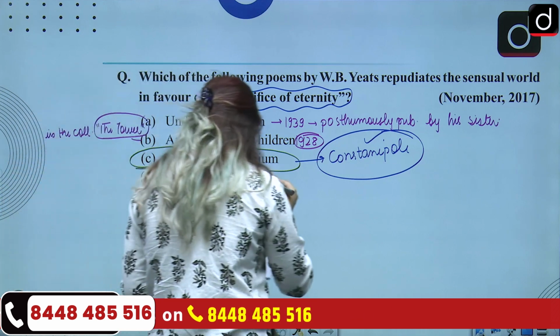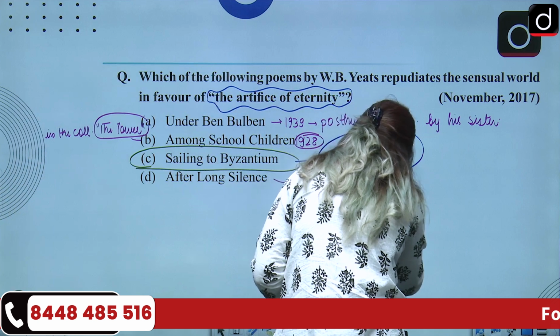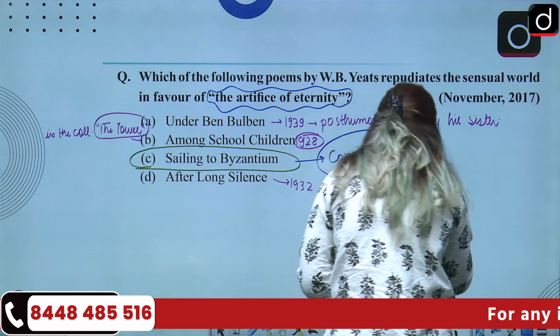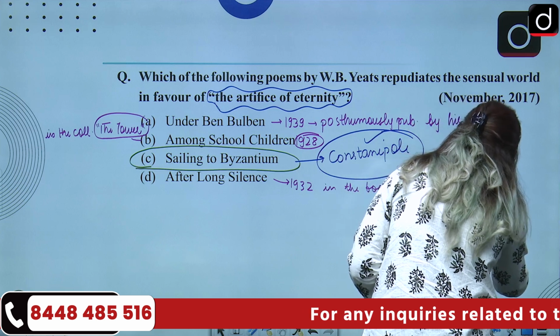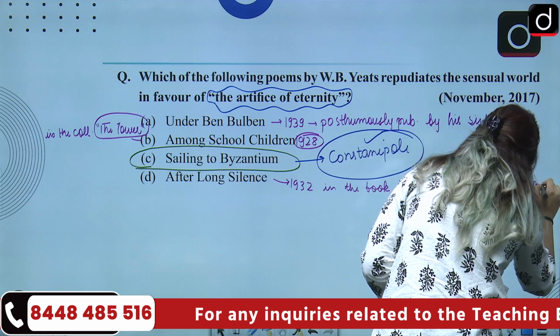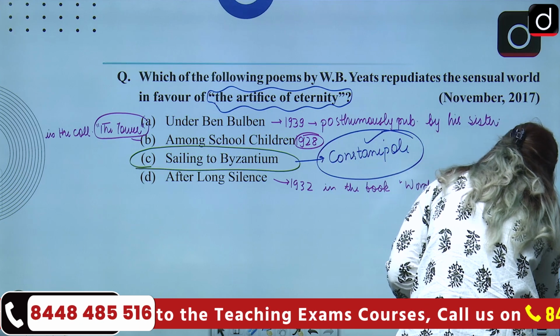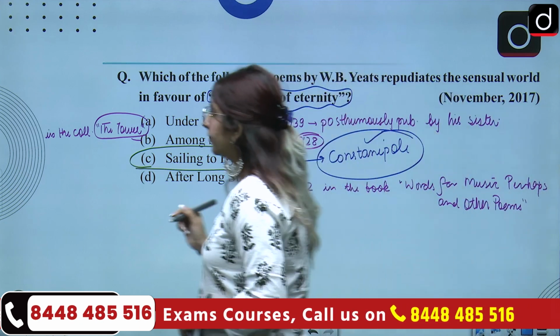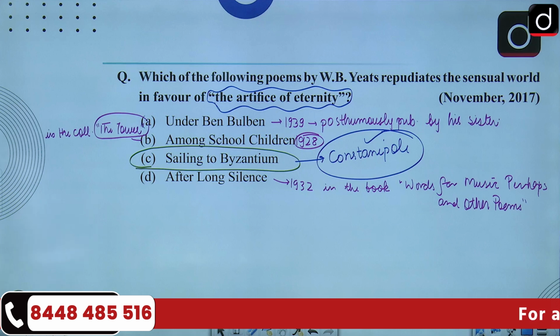And After Long Silence, 1932, in the book Words for Music, perhaps, and other poems. Right? So these are the details with regards to this work here. Note down.